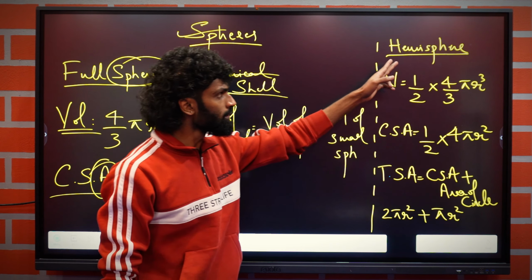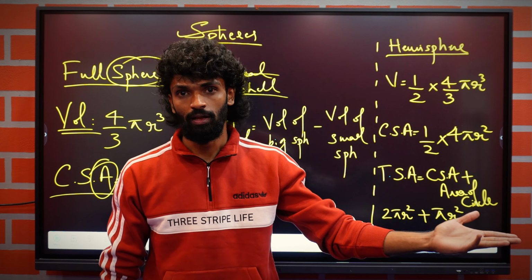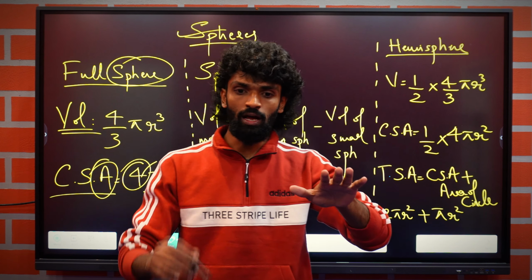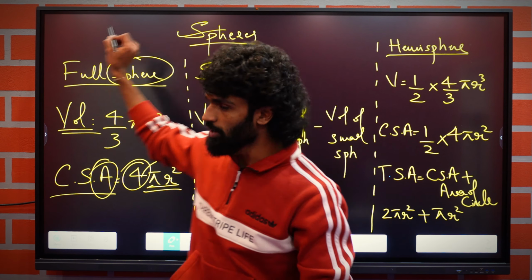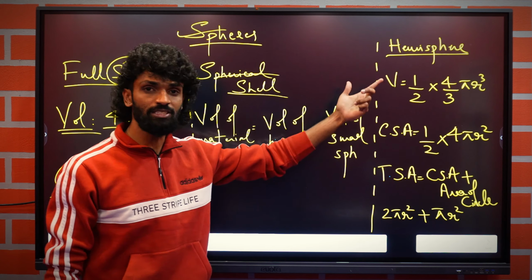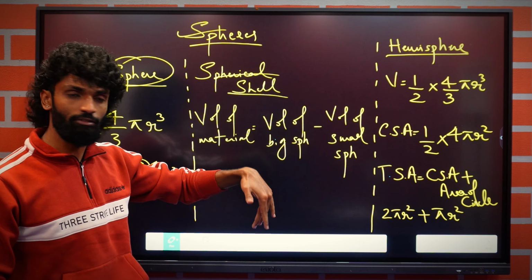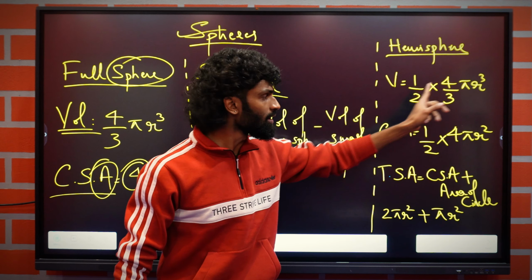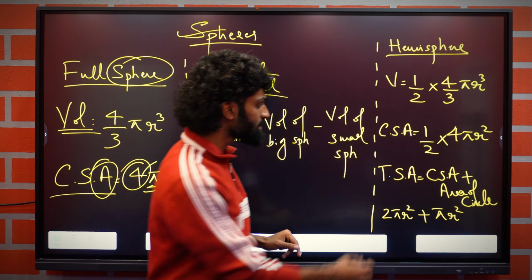But how to remember hemisphere? Hemisphere is nothing but a semicircle. Getting it? When you learn a circle, how do you remember for a semicircle? Half of it. Same concept. When you learn a sphere, learning the hemisphere is very simple because you take the same formulae and cut them in half. So, write the formula for the sphere's volume in half. Write the formula for CSA in half. That's it. Now, what is TSA?